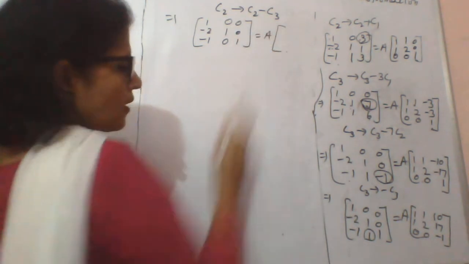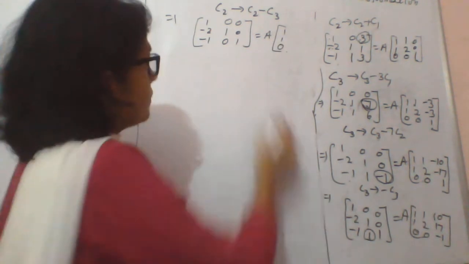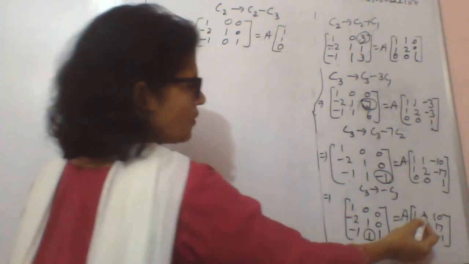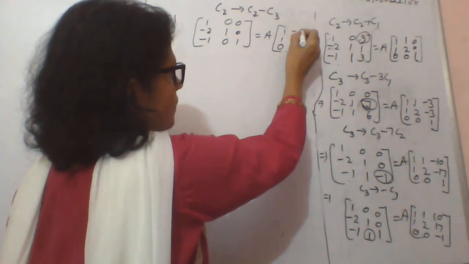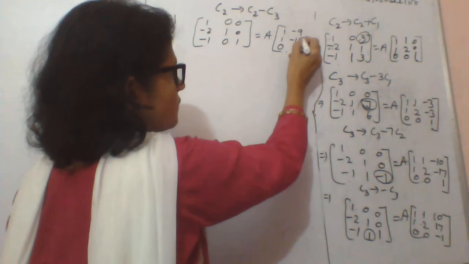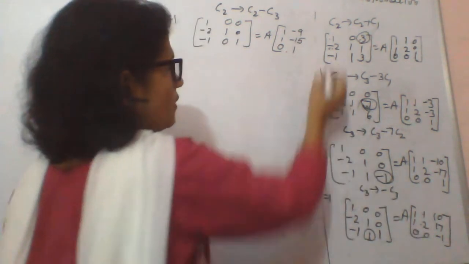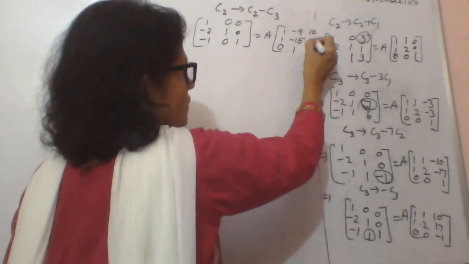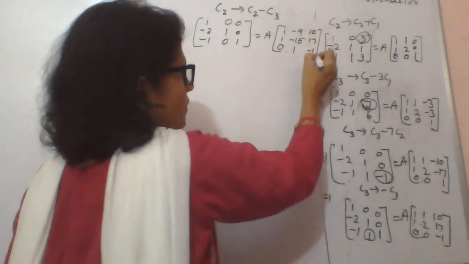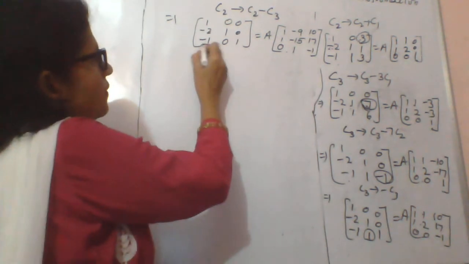Equals to A into. So we are changing C2. So here you have 1, 1, 0. No change in C1. C2 minus C3: 1 minus 10 is minus 9. 2 minus 17 is minus 15. 0 minus of minus 1 is plus 1. Then 10, 17, minus 1. Okay. Our next target is here.